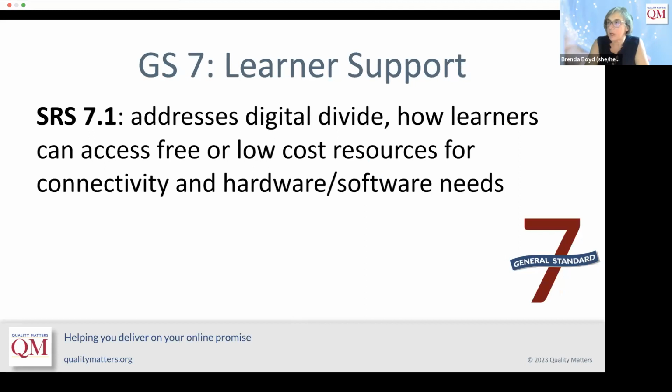All right. And then General Standard 7 changed a whole lot. It's more aligned in the wording. 7.1, which is about technical support, addresses the digital divide by talking about how learners can access free or low cost internet, or if they need hardware or software, how can they obtain that? So kind of pointing to some of the things that we discovered during the pandemic and the early days around access to internet and access to devices.